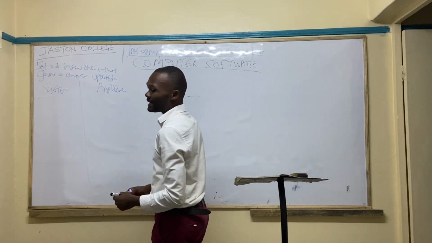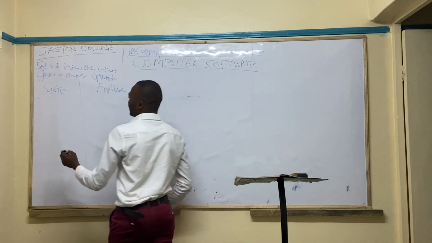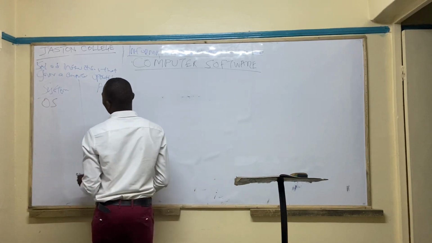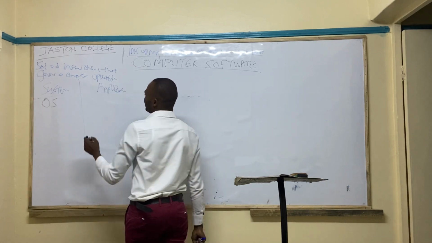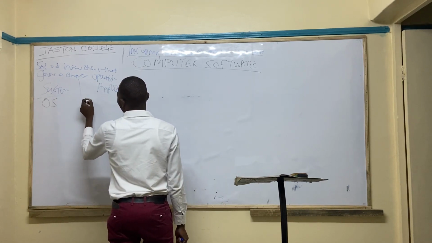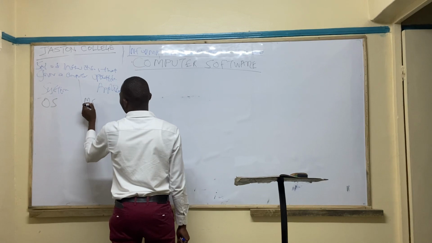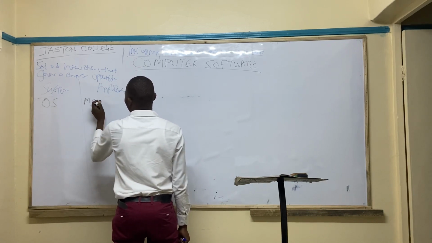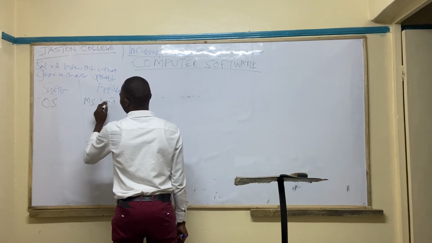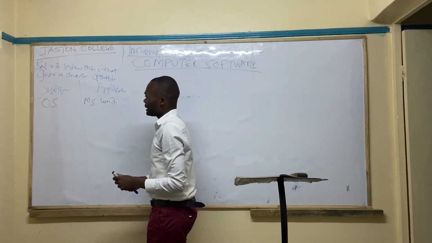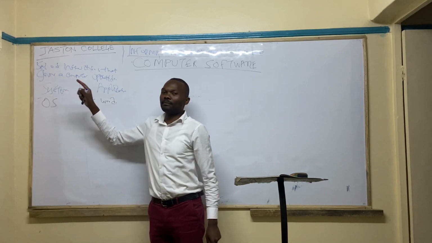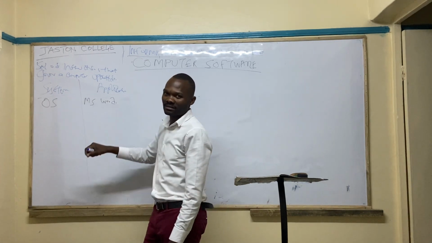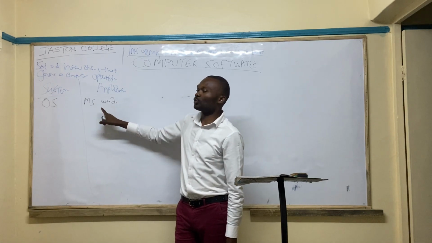Examples of system software is the OS. Examples of application software are like Microsoft Office, which has Microsoft Word. That's an example. The system software must be in a machine for the machine to operate. The application software is not a must. It will depend on what you want the machine to do.